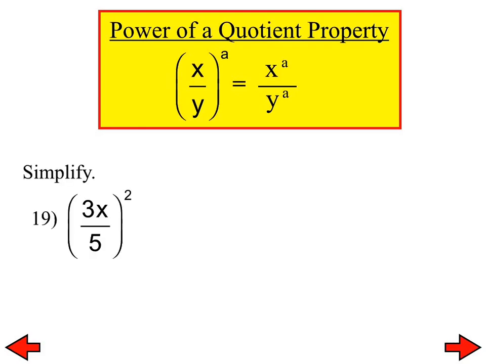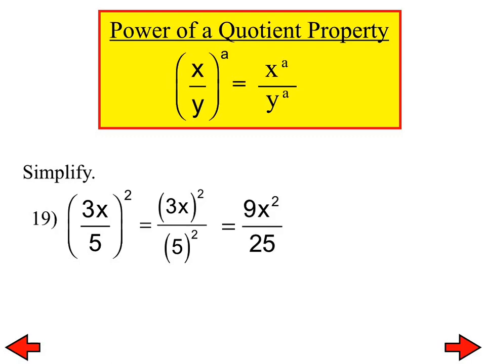So let me go through 19 and 20 really quickly, and then I'll have you try 21 and 22, and then we're finished. So if I split up 3x over 5, all of that squared, to this, from there it's just simplifying the way that we already know how. 3x times 3x on top is 9x squared, and then on the bottom, 5 times 5 is 25. So that simplifies to 9x squared over 25.